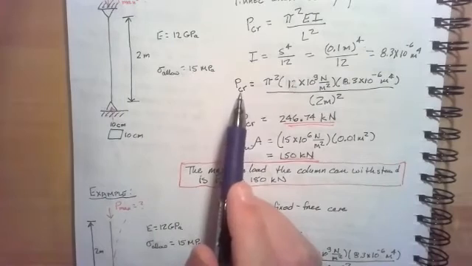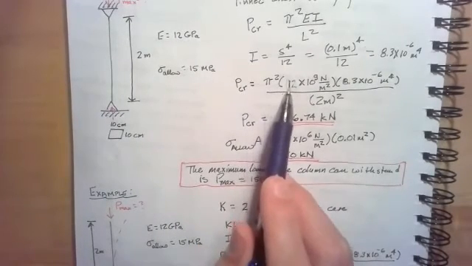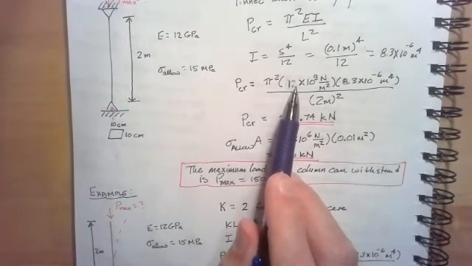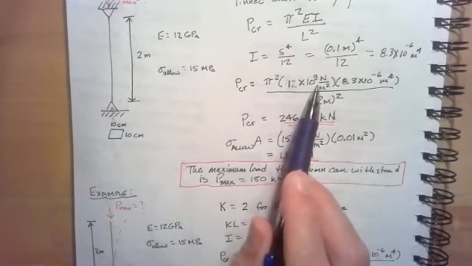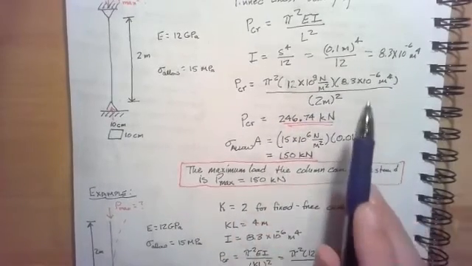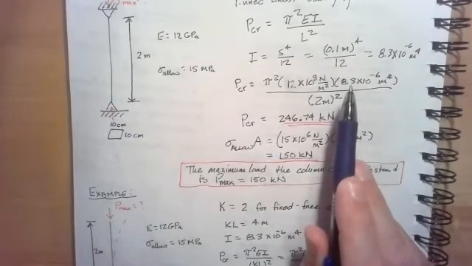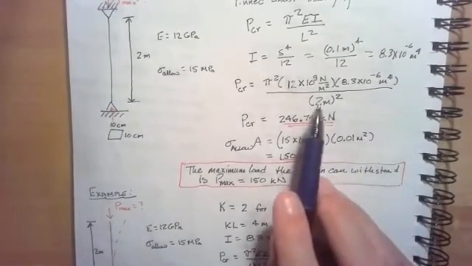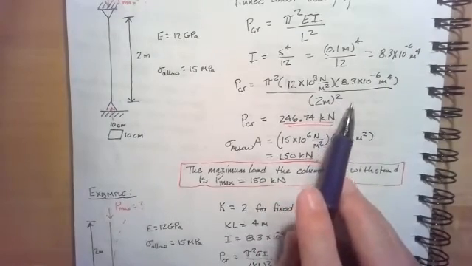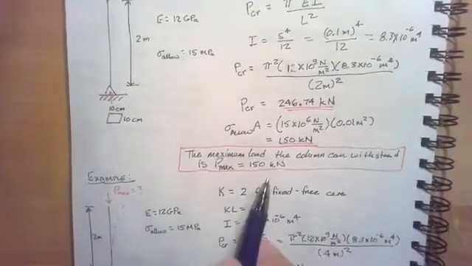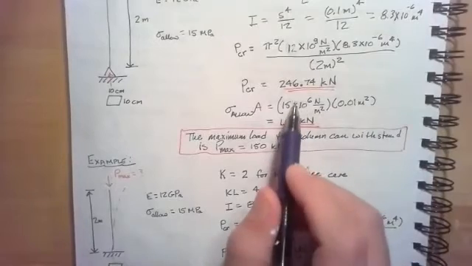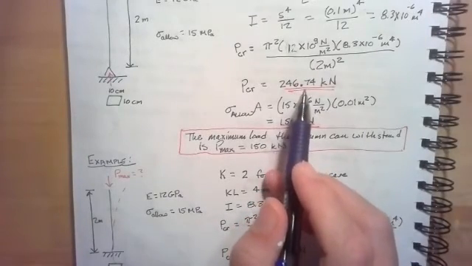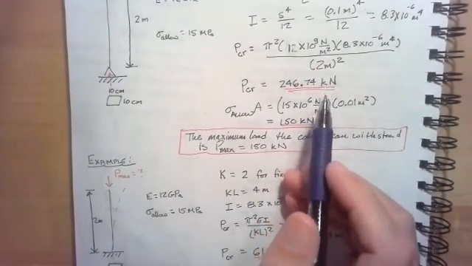So the critical buckling load for the column is pi squared times our value of E, which is 12 gigapascals, or 12 times 10 to the ninth newtons per meter squared, and then multiplied by 8.3 times 10 to the negative 6 meters to the fourth, divided all by 2 meters quantity squared, and then we would get a critical buckling load of 246.74 kilonewtons.